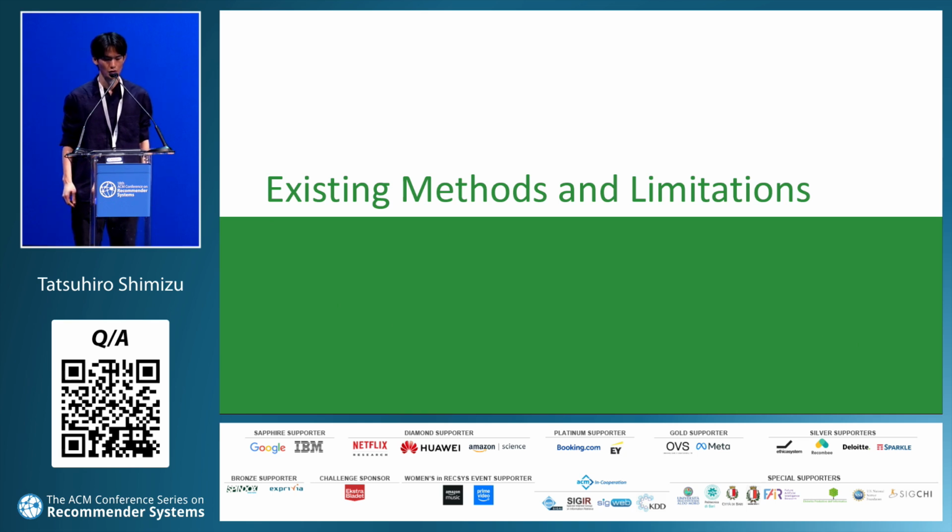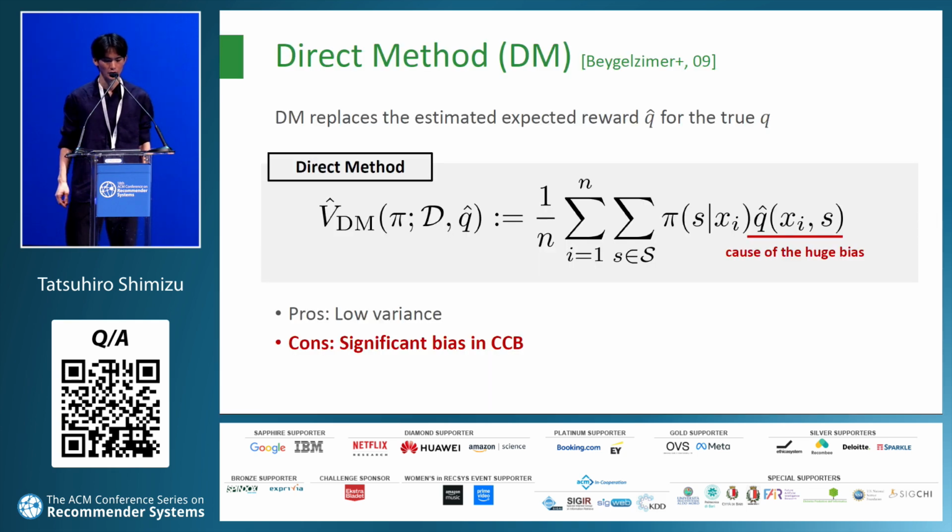Now we are going to introduce two existing methods and their limitations, particularly adapted to the contextual combinatorial bandit settings. The first estimator is called the direct method, DM, and DM substitutes the estimated expected reward, q hat, for the true q. The great thing about DM is the low variance. However, when applied to contextual combinatorial bandit settings, it incurs significant bias because it is extremely difficult to create an accurate estimator for q hat.